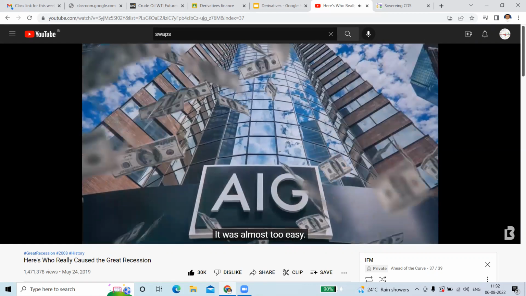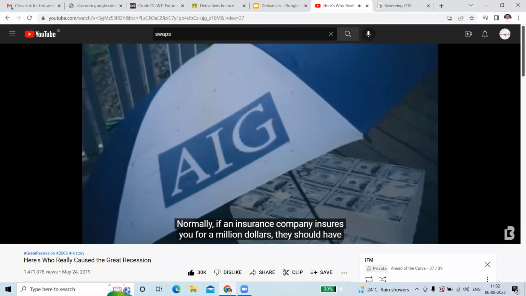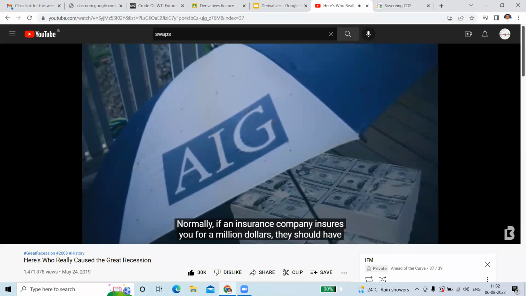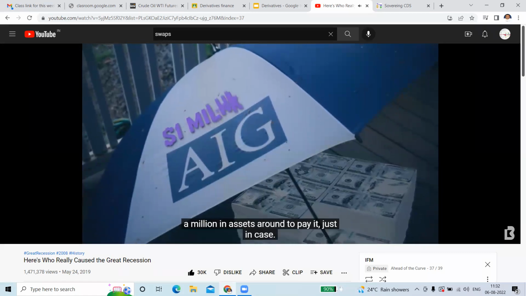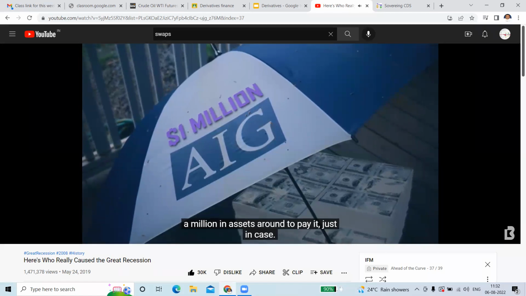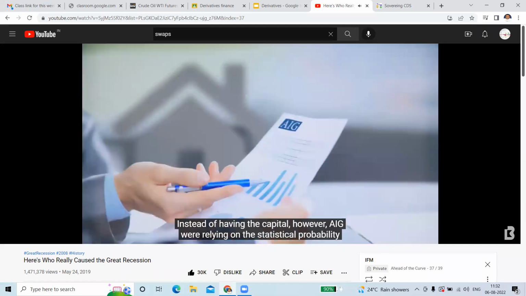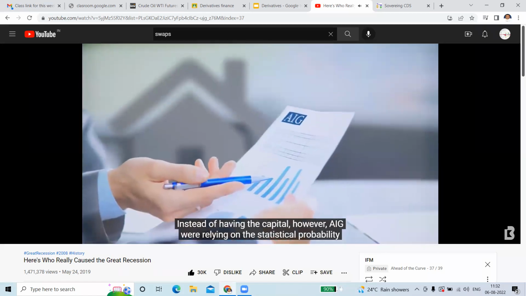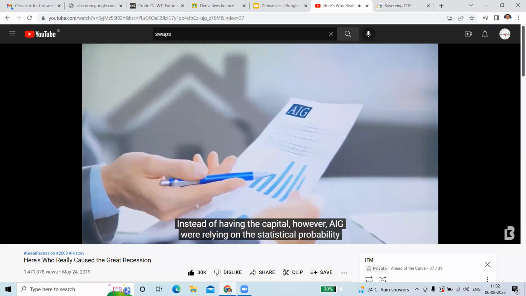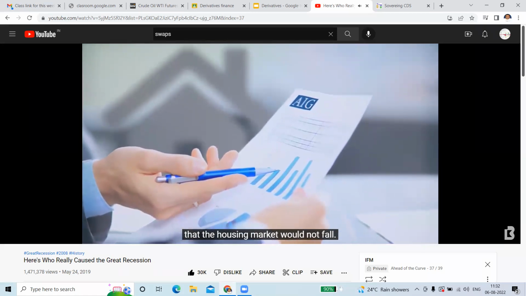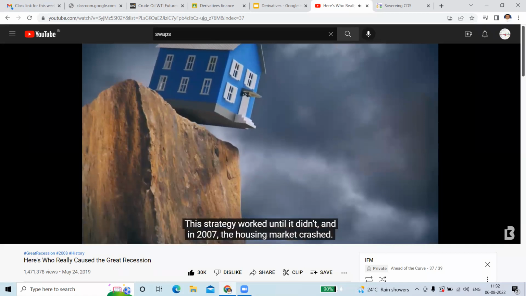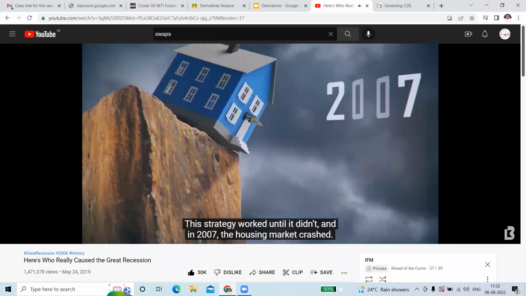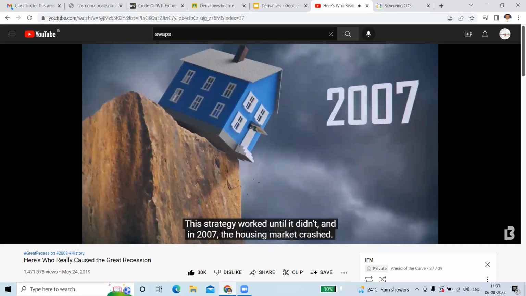But AIG got greedy. Normally, if an insurance company insures you for $1 million, they should have $1 million in assets around to pay it, just in case. Instead of having the capital, however, AIG were relying on the statistical probability that the housing market would not fall. This strategy worked until it didn't, and in 2007, the housing market crashed.